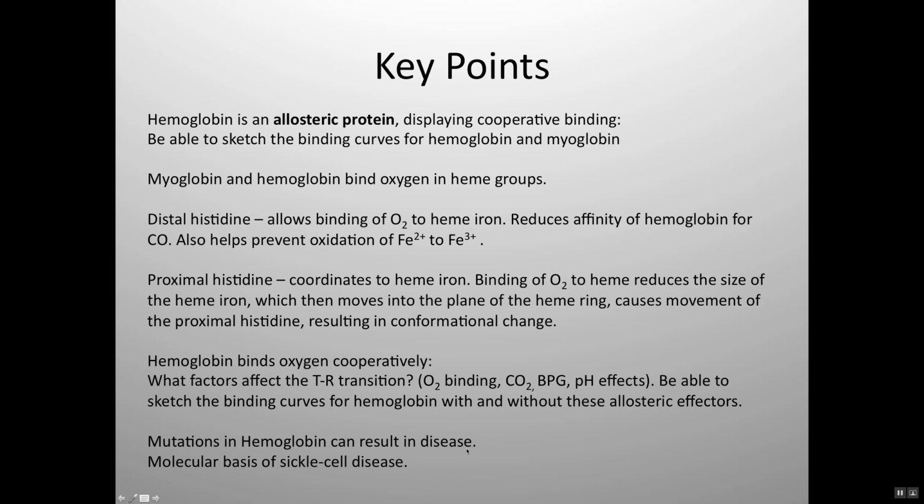You should also know that mutations in hemoglobin can result in disease, and the molecular basis of sickle cell disease. In your textbooks, you should look particularly at page 162, question 18, the data interpretation problem.